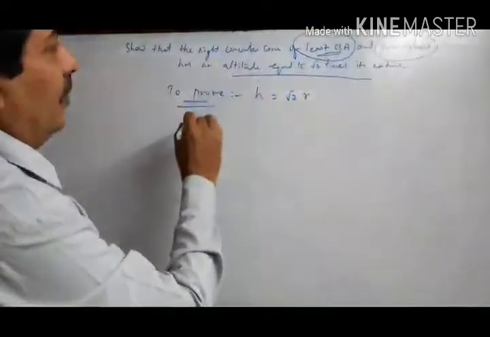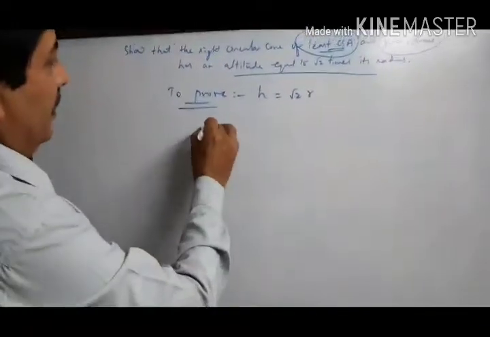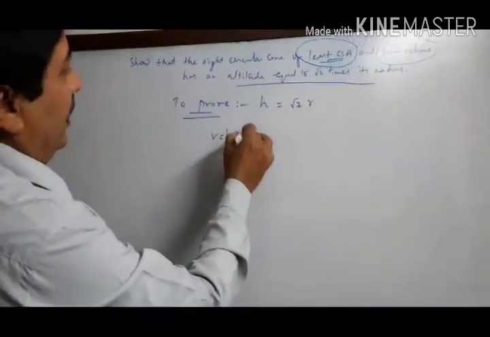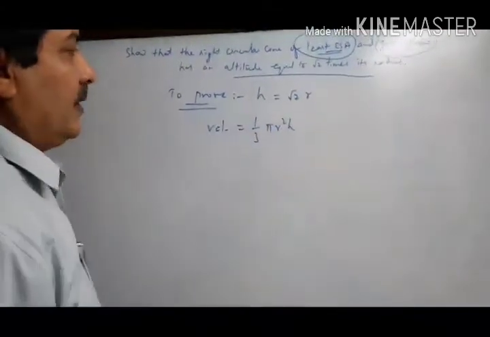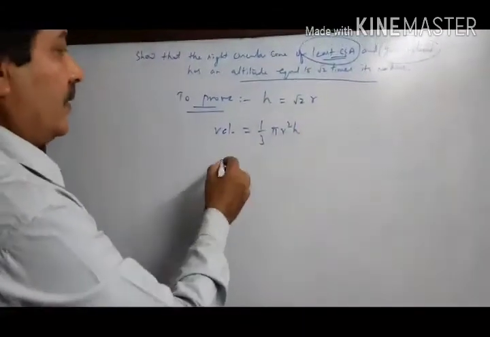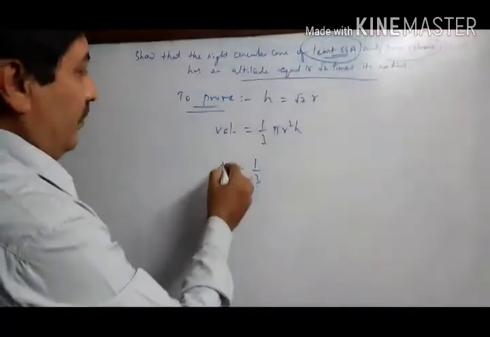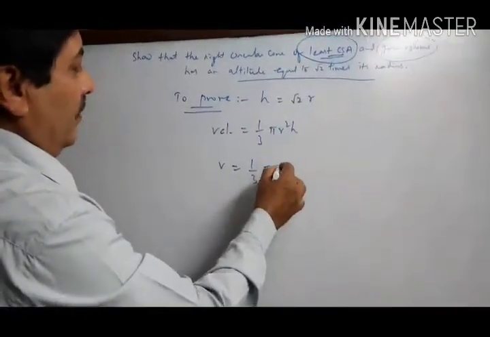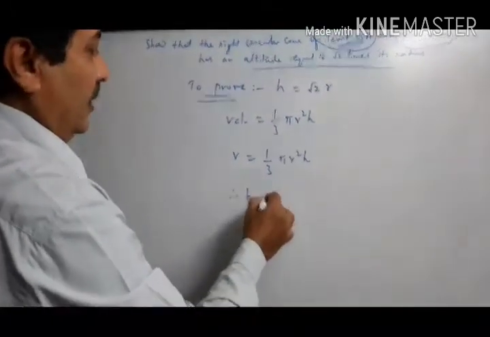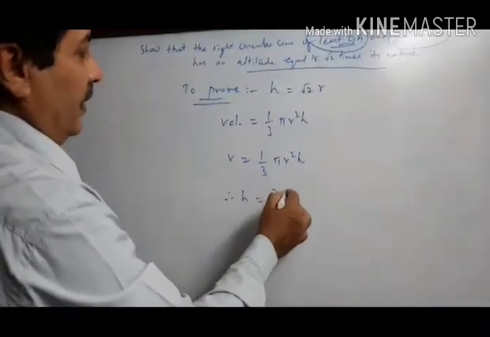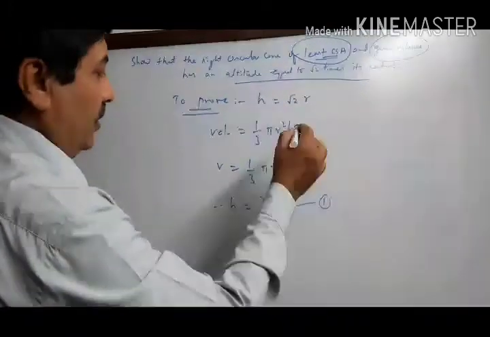So let us take the volume first, given. Whatever given part you have, take that first. The volume of a cone is given by this formula, 1 by 3 pi r square h. We take V as volume, V is equal to 1 by 3 pi r square h. Separate h from here. h will be 3V by pi r square. I am taking it as equation 1.